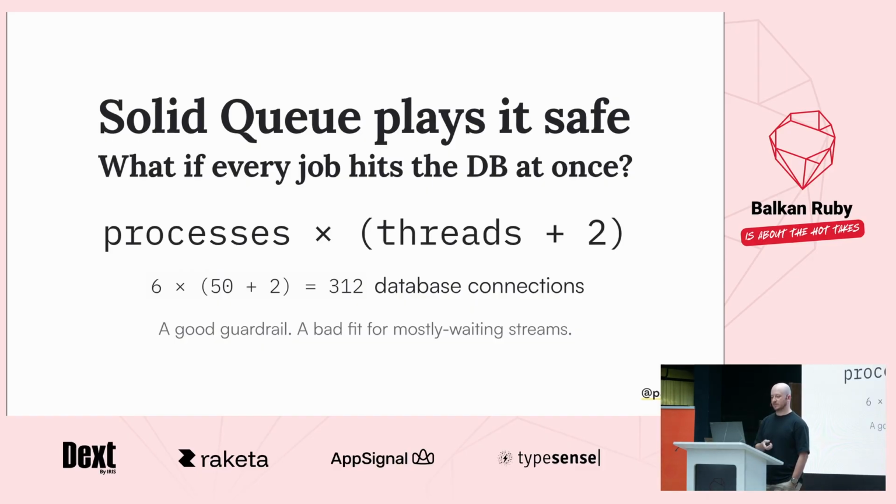It's playing it safe, right? So it's asking, what if every single job hits the DB at once, right? So there is a guardrail that asks you to set up the DB pool to be this size, which is processes times threads plus 2. So if you want to have, let's say, 300 different LLM conversations at the same time in your app, you need to have a DB pool of 312, which is a good guardrail, but it's a bad fit for us.